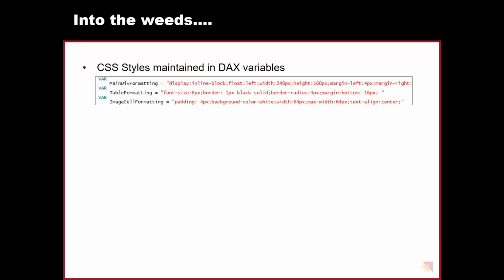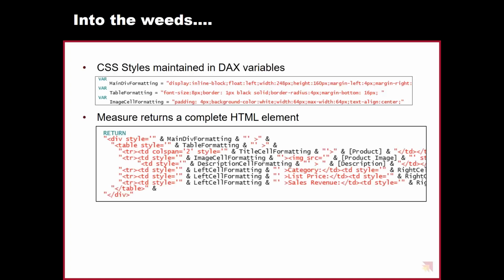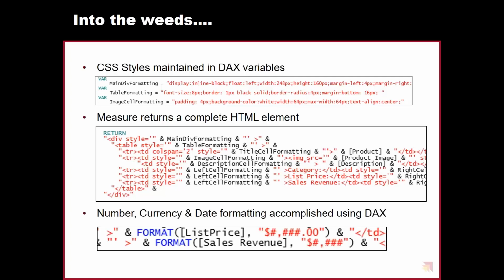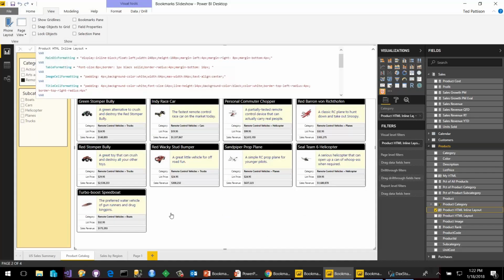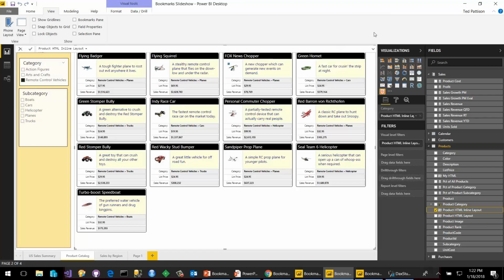Just a little thing into the weeds here. If you look at the code up at the top of the calculated column, I've used DAX variables so that I can split out my CSS styles so they're easier to maintain. Then the measure returns just a complete HTML element. We're returning a div with a table inside, but with the div, we put the inline block. And then the last thing I want to call out is that when you need formatted numbers, you can see that the DAX code is using the DAX FORMAT function to put the formatting in place. Once again, if you go inside here, you can see the exact layout that we get, creating a neat visual experience inside there.